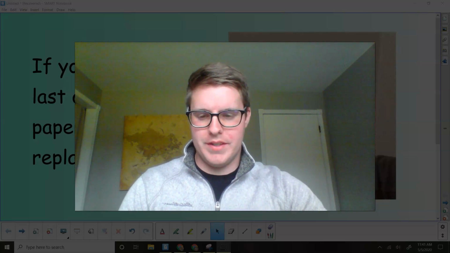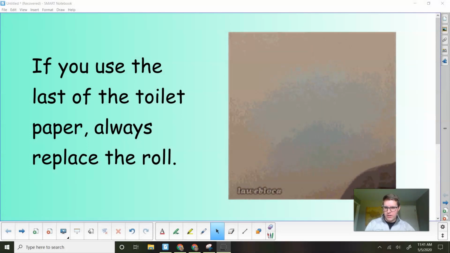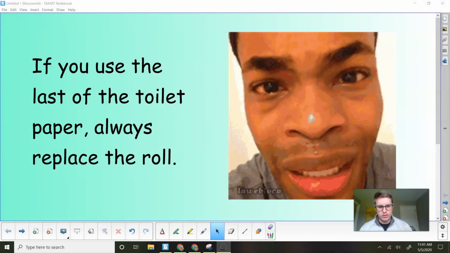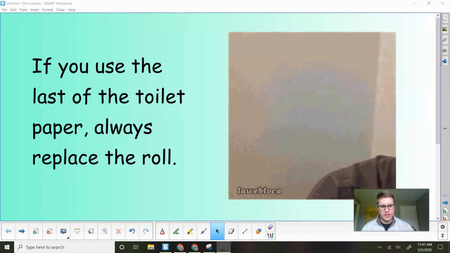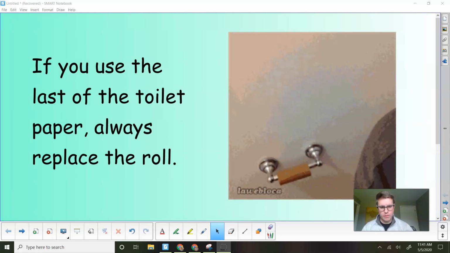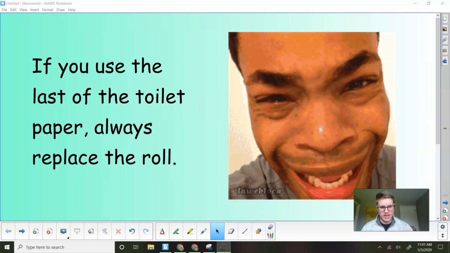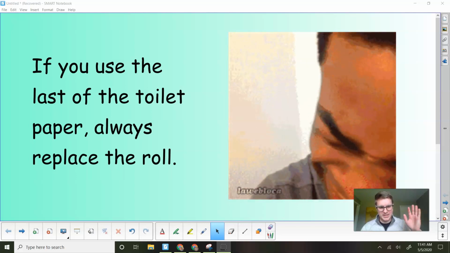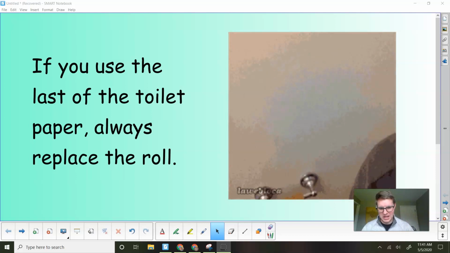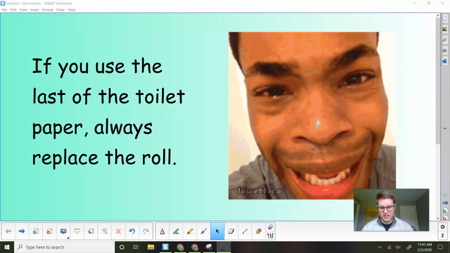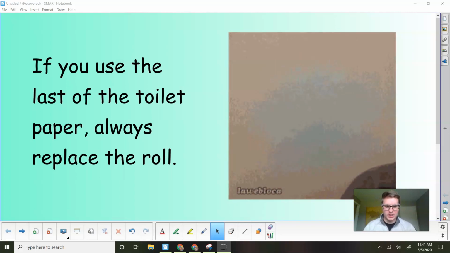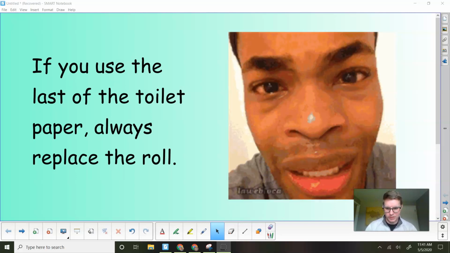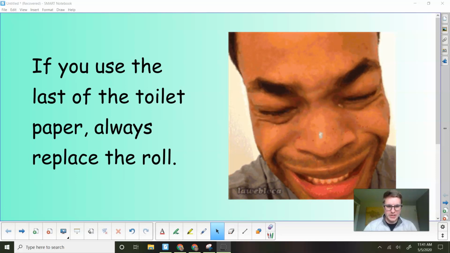Let's start with some common sense today. If you use the last of the toilet paper, always replace the roll. Raise your hand if you've been there. Have you been that guy? Yeah, I think everyone has. Not a good feeling, right? Don't put someone else in that situation because you're too lazy to replace the roll.